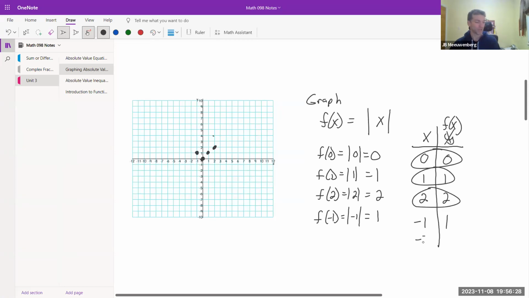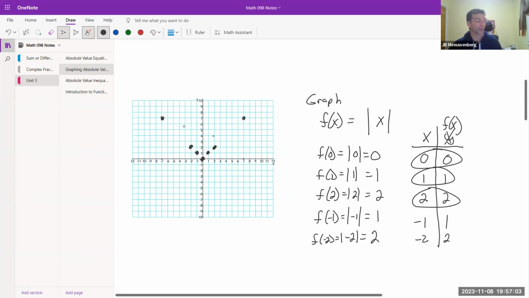If we do -2, f of -2 is equal to the absolute value of -2, which is, that's right, +2. Well, where's that point going to go? -2, +2. Look what we have here. We have this V shape, okay? We could keep going. If we went in the positive direction, we're going to be at 7, 7. If we go in the negative direction, -7, 7.